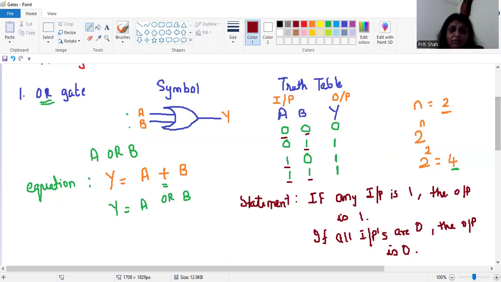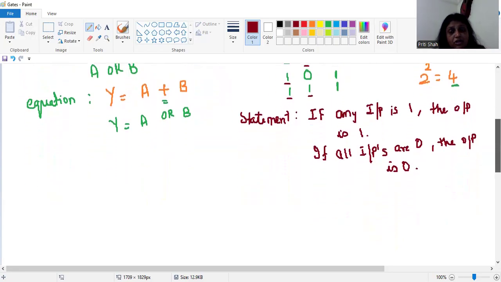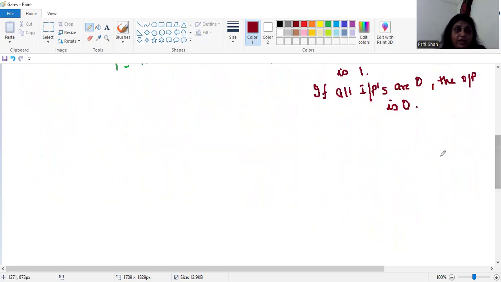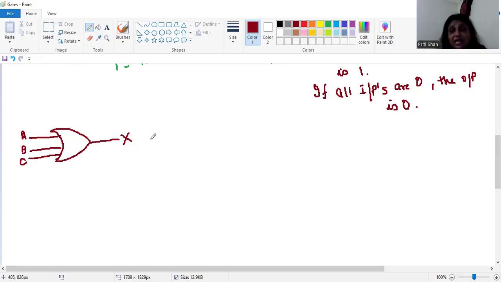Now, can we have more than 2 inputs in the OR gate? The answer is yes. You can have a 3-input OR gate, 4-input OR gate, and so on. So what happens if we have a 3-input OR gate? Let's draw the symbol for the 3-input OR gate. We're just going to draw this OR gate with 3 inputs, 1, 2, 3, and we can write them as A, B, and C. Sometimes you will see that they represent the output as X. Anything is fine, you can label it whatever you want.